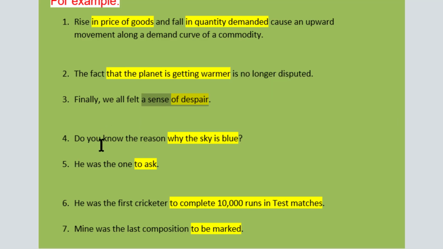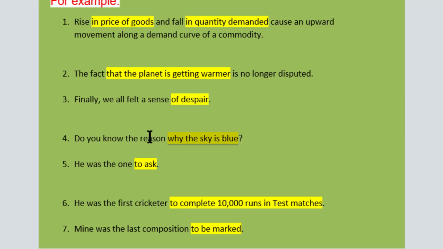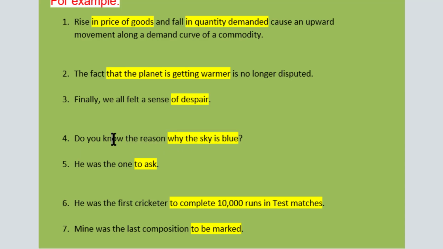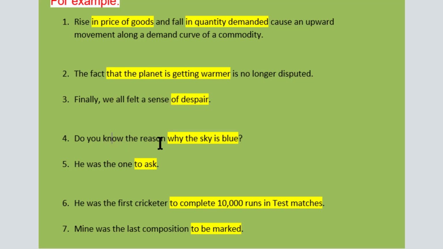Do you know the reason why the sky is blue? Here this one is a clause, and this clause is a relative clause talking about reason, the preceding noun. So this is a complete noun phrase, the direct object of know. So far we have had prepositional phrases and relative clauses.